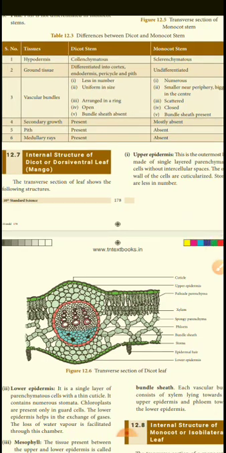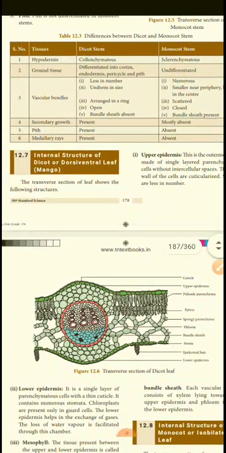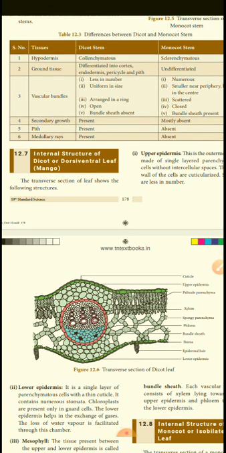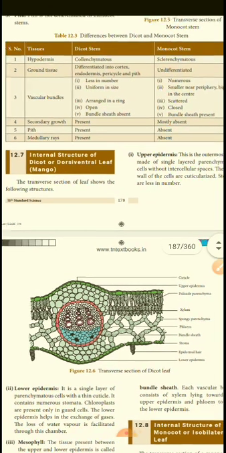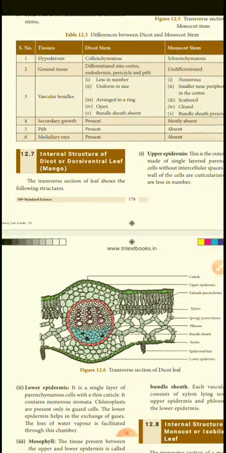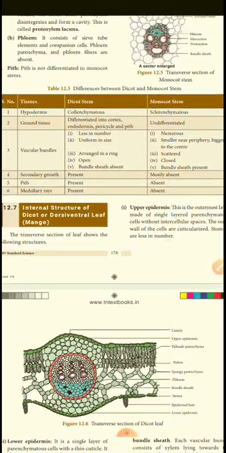Next, vascular bundles in the dicot stem are arranged in a ring, open, bundle sheath absent. But in the monocot stem they are scattered, closed, bundle sheath present. This is the arrangement of the vascular bundles. The fourth point is secondary growth. Here present, but in monocot stem mostly absent. Next, pith is present in dicot and absent in monocot. Medullary rays are also present and absent. This is an important question, so you can read this. Thank you, students.